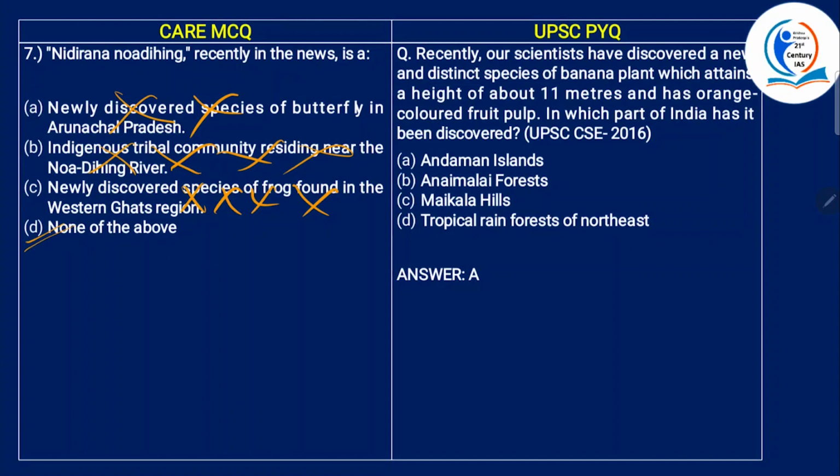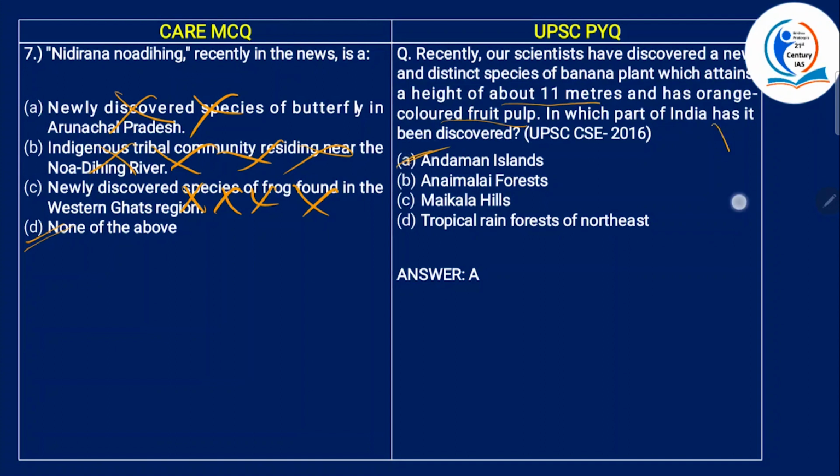So D is the answer. Fine. Now, recently our scientists have discovered a new and distinct species of banana plant, which attains a height of about 11 meters and has orange colored fruit pulp. In which part of India has it been discovered? For this, the answer is Andaman Islands.